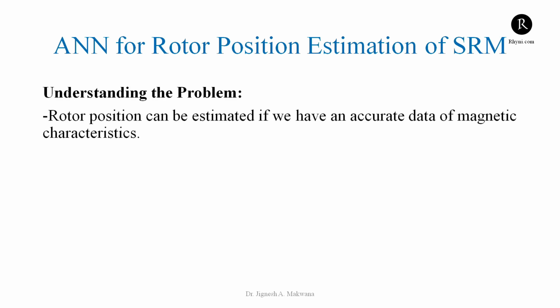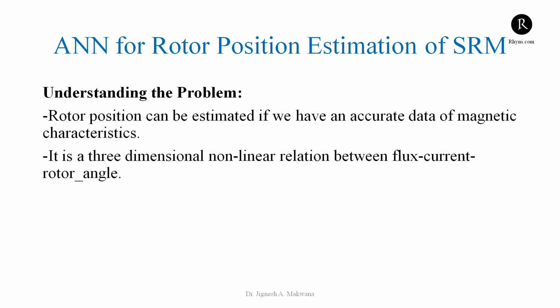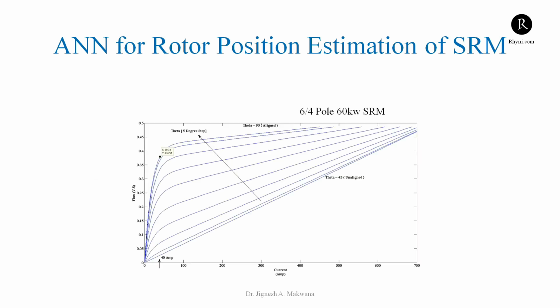The rotor position can be estimated if we know the actual data of the magnetic characteristic of the motor. If you are not aware of the magnetic characteristic, let's discuss. It is the three-dimensional non-linear relation between flux, current and rotor angle. So there are three parameters: flux, current and rotor angle. We need to predict the rotor angle from the data of flux and current.